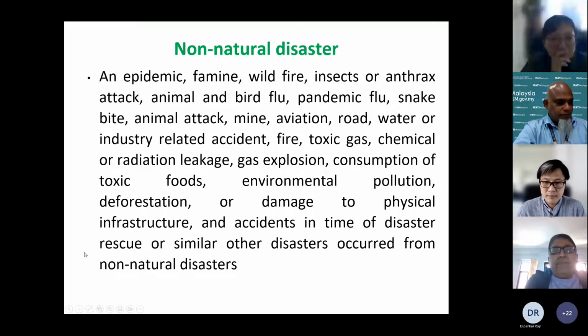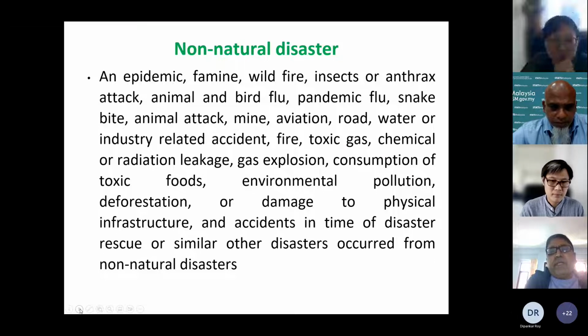Non-natural disasters mean epidemic, famine, wildfire, insect or anthrax attack, animal and bird flu, pandemic flu, snake bite, animal attack, mine, aviation, road, water or industry-related accident, fire, toxic gas, chemical or radiation leakage, gas explosion, consumption of toxic foods, environmental pollution, deforestation or damage to physical infrastructure, and accidents in time of disaster rescue or similar other disasters. These are the categories of non-natural disasters according to our act.